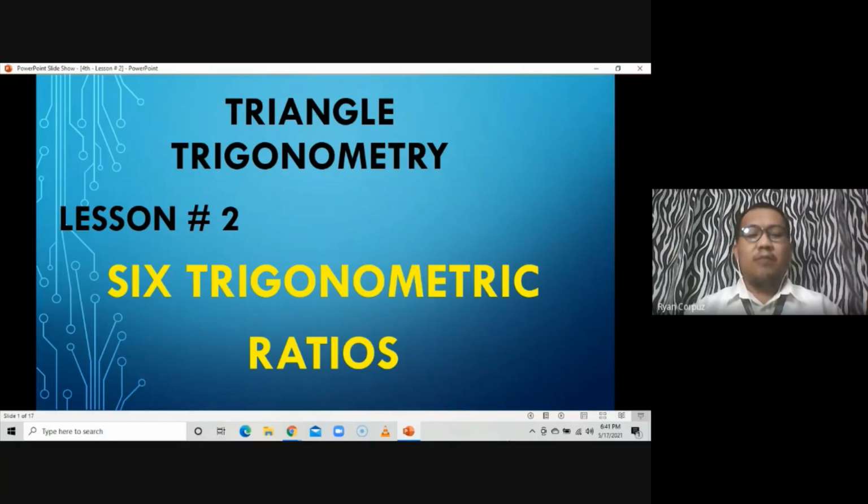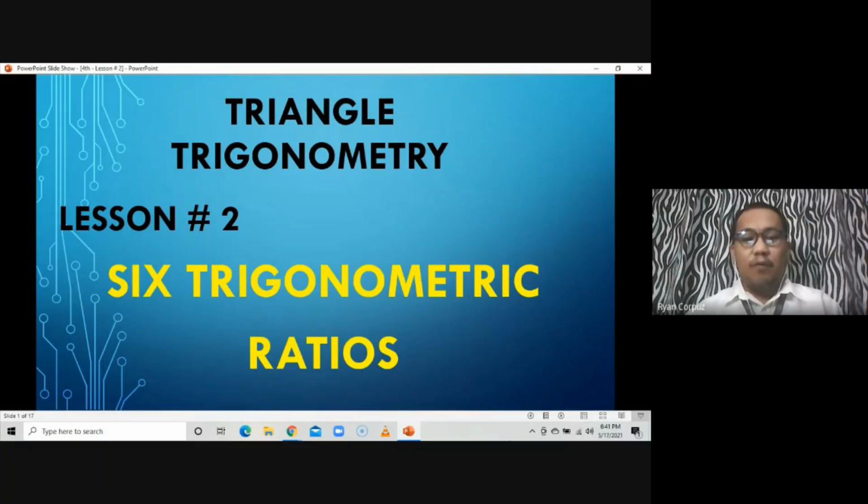These 6 trigonometric ratios are very important in our lesson as we move on discussing more topics about this fourth grading period. So dapat we have to know these 6 trigonometric ratios. These are basic things that you have to know before we proceed to more complex things. So we have to learn first these 6 trigonometric ratios. So ano pa hinihintay natin? Let's start it now.